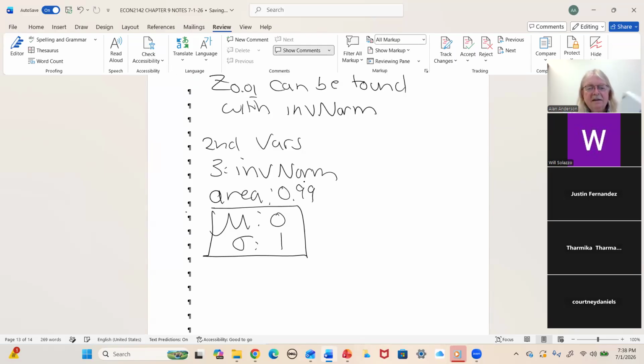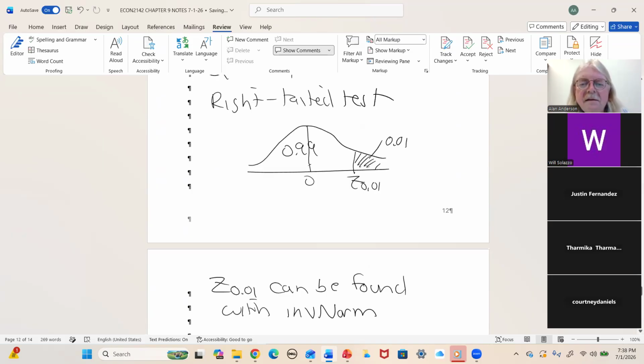So if you plug those in, you'll get 2.326. So that means the cutoff point between the lower 99% and the upper 1% is right there, 2.326, which can be interpreted as 2.326 standard deviations above the mean.